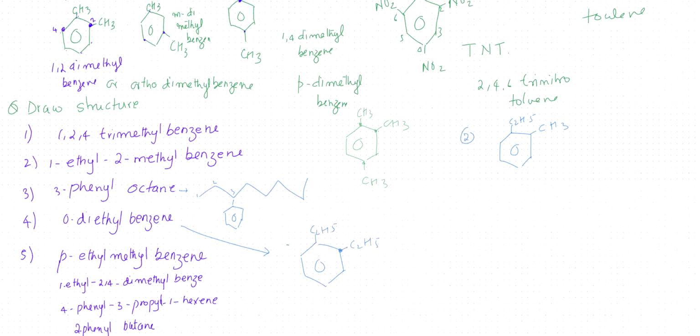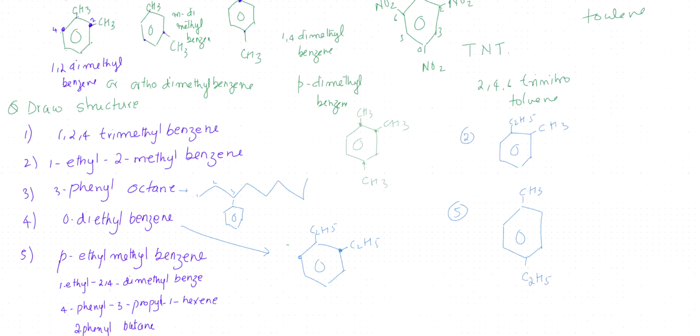Para, P for para, ethyl methylbenzene. Number 5. First draw the benzene ring. Para is the 1 and 4 positions. So para-ethylmethylbenzene. Right here methyl and here ethyl. So the IUPAC name is 1-ethyl-4-methylbenzene. But in terms of para, 1 and 4 positions are called para. So para-ethylmethylbenzene.